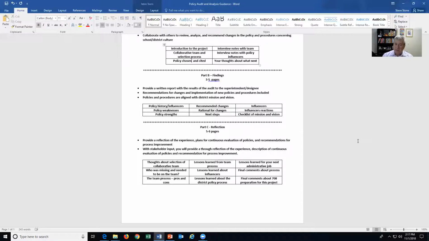Thoughts about the selection of the collaborative team. Looking back on it, were they the right people? Were they well representative of the school? Did they know what they were talking about? Some reflection about how you selected the collaborative team.